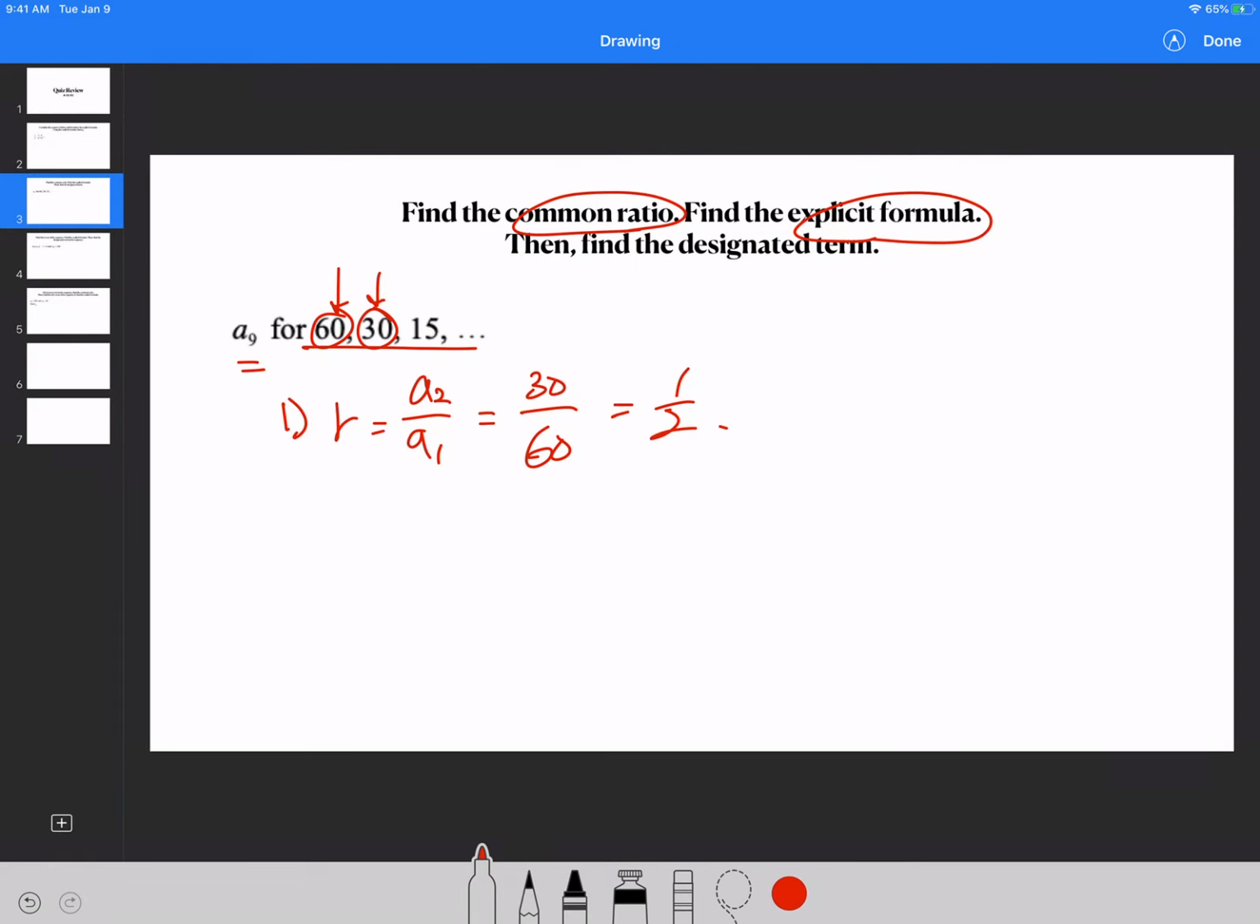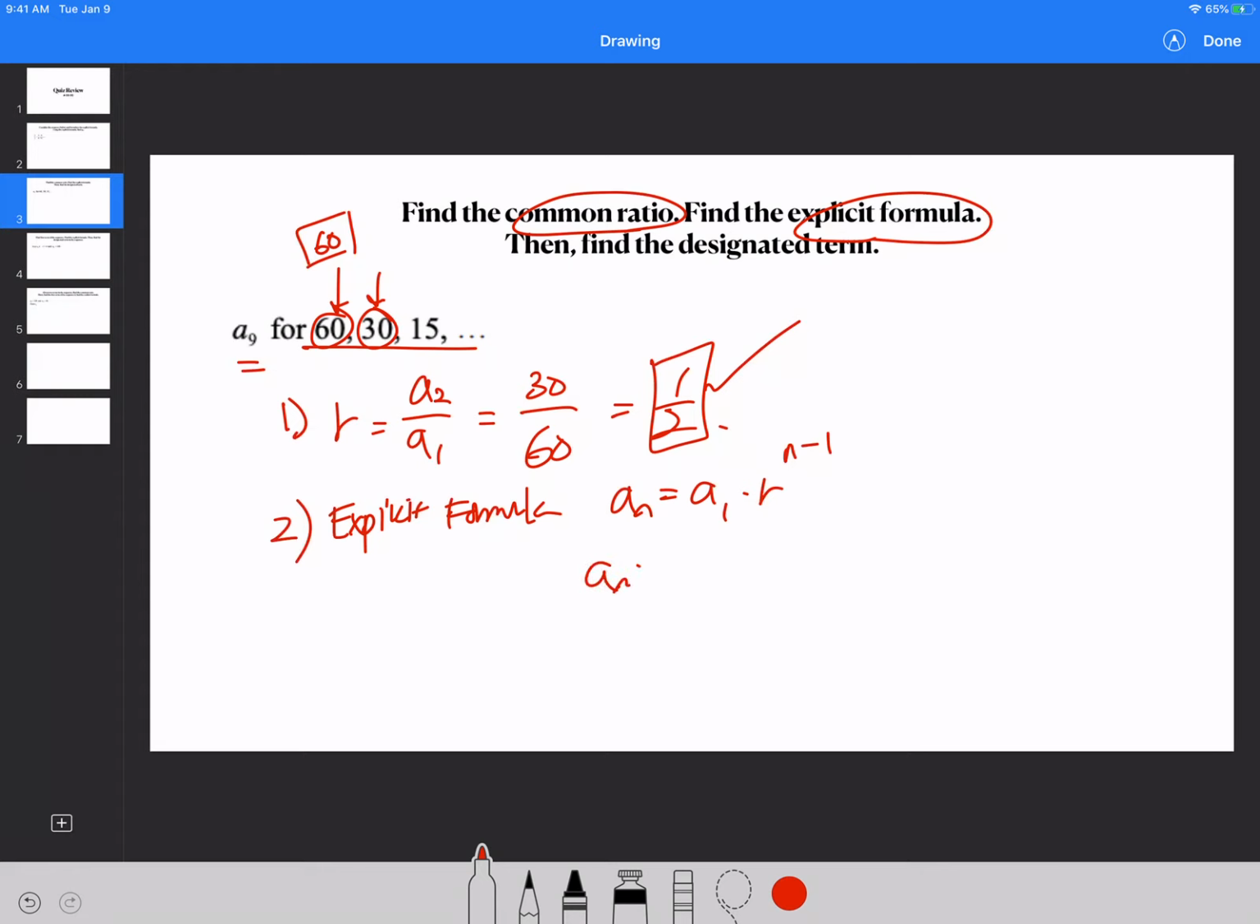So my common ratio is 1/2. Check. My second question is finding the explicit formula, which I know should be a sub n is equal to a sub 1 times r to the n minus 1 power. I'm going to simply plug in my first term as 60 and my common ratio as what I found in part number 1. So my final answer, a sub n, would be 60 times 1/2 to the power of n minus 1. Notice that the explicit formula always has the letter n in it.